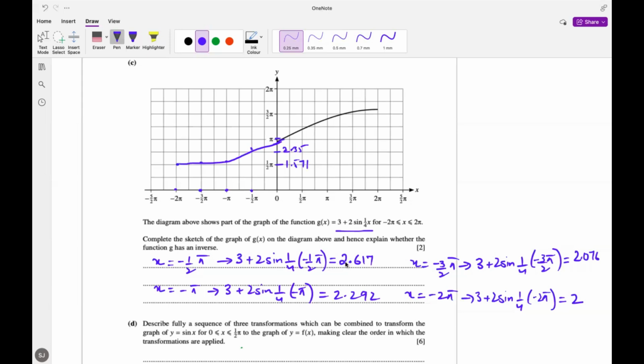It is also asking us to explain whether the function g has an inverse. As we can see, the graph is a one-to-one function. So we'll say yes, it has an inverse, as it is a one-to-one function.